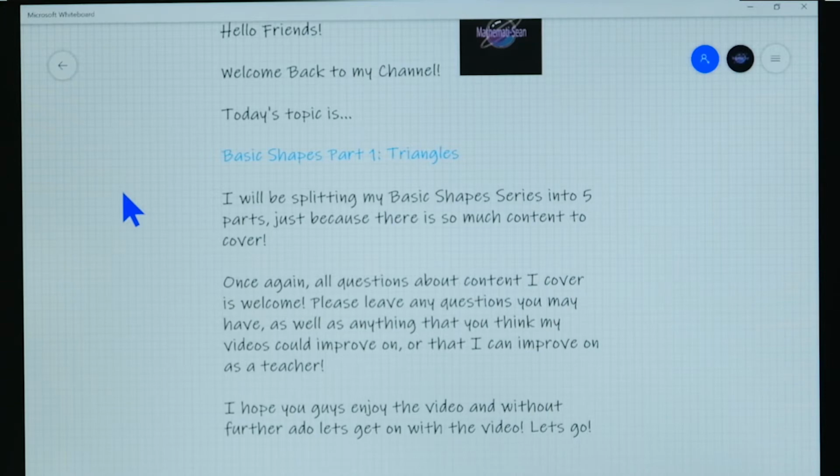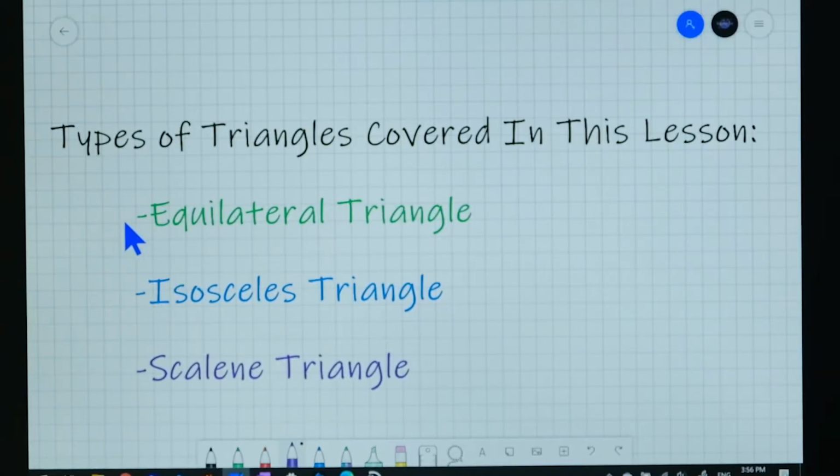Let's go. Starting off the lesson, we will be covering 3 basic types of triangles. The triangles we're going to be covering today are equilateral triangles, isosceles triangles, and scalene triangles.